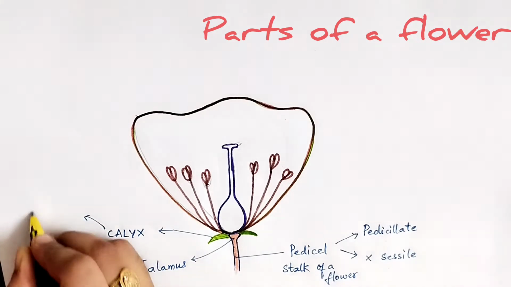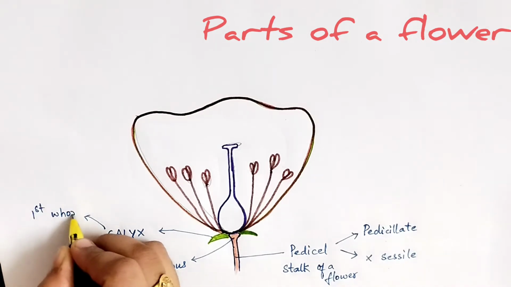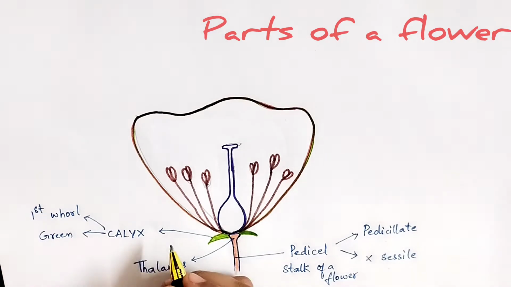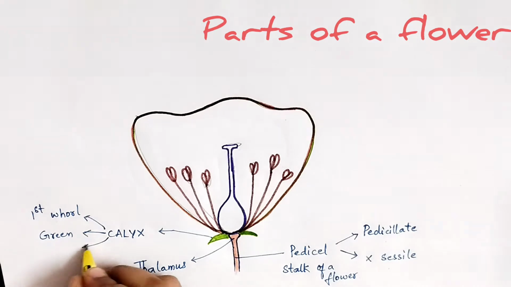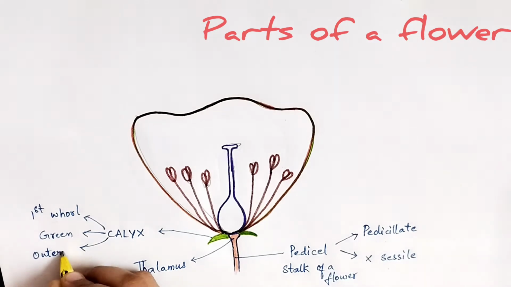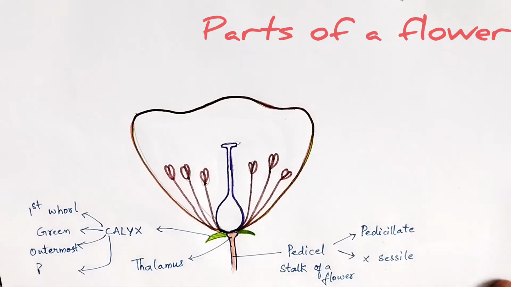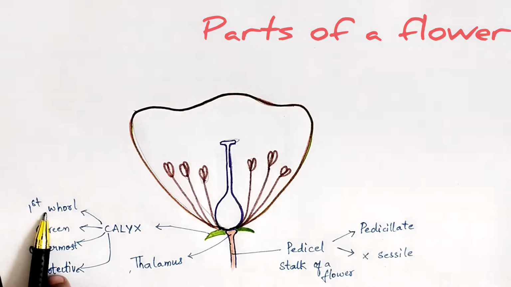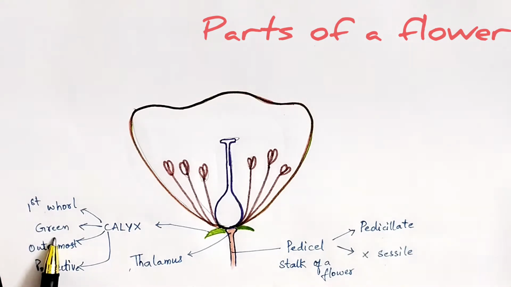As I told, it is the first whorl, and it is green in color. If it is green in color, then definitely it will perform photosynthesis, and it is also the outermost layer, which helps in protection. So the calyx is the first whorl in the flower, it is green in color, because of which it performs photosynthesis, and it is the outermost layer, and hence protective in function.